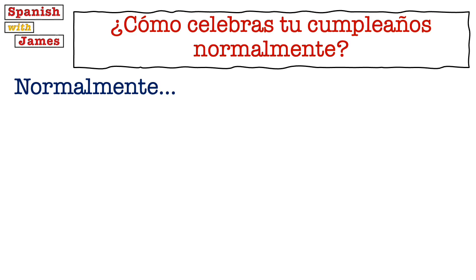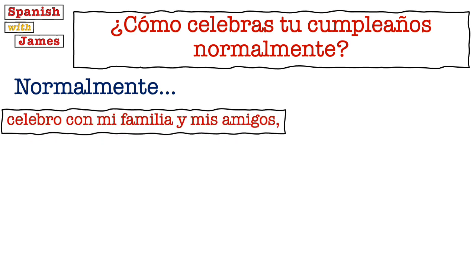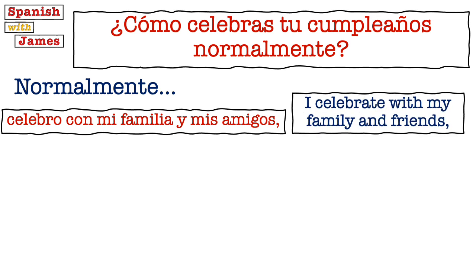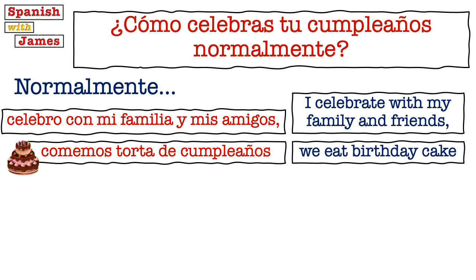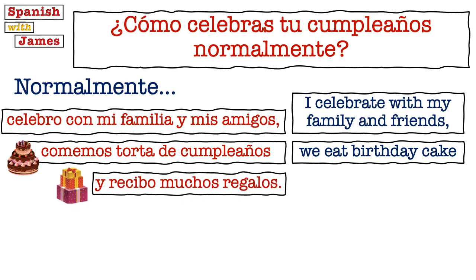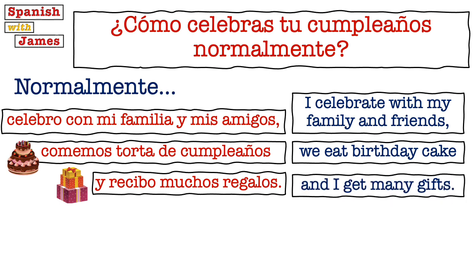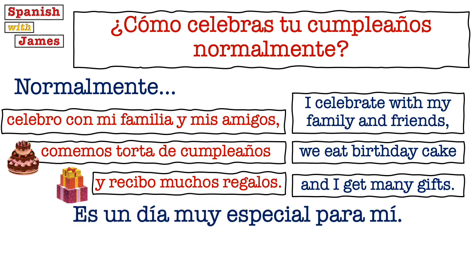So to respond to this, we can start off with normalmente, normally. And then some things we might want to say are celebro con mi familia y mis amigos. So normally, I celebrate with my family and my friends. Normalmente celebro con mi familia y mis amigos. Comemos torta de cumpleaños. We eat birthday cake. Y recibo muchos regalos. And I receive, or I get, many gifts. Es un día muy especial para mí.